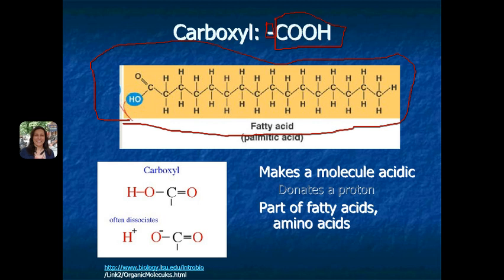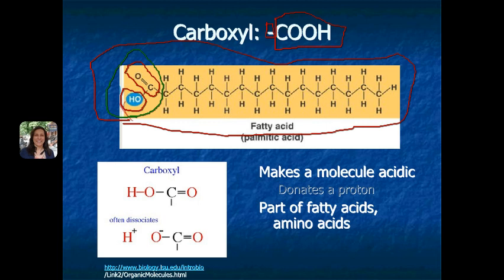Carboxyl is really a composite functional group, in that it consists of a combination of a carbonyl functional group and a hydroxyl functional group. But remember that functional groups work as a unit. So now this new unit is known as the carboxyl functional group.